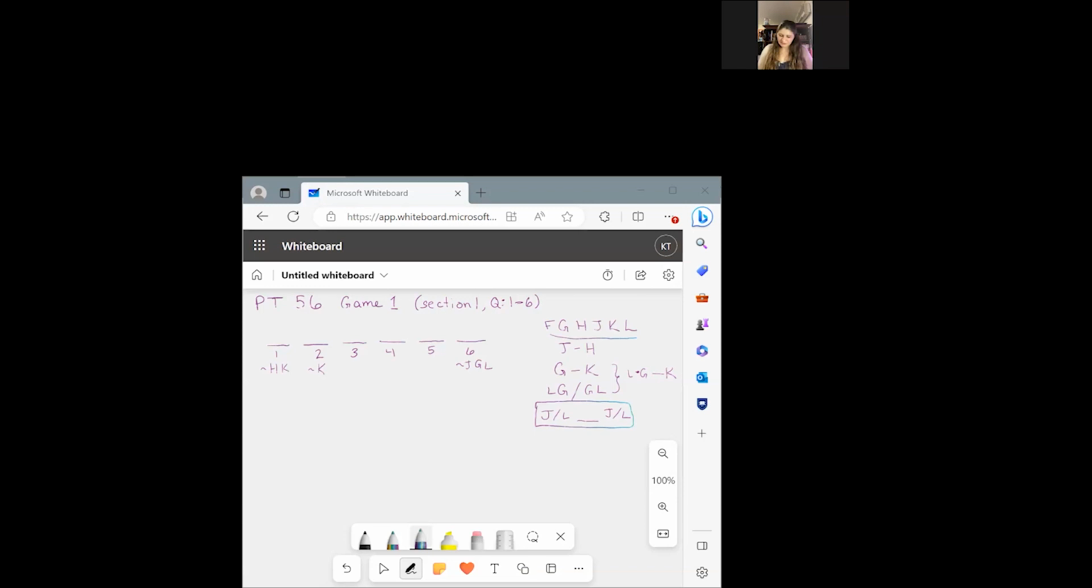Okay. Question 3. Could someone explain this one? Yes. Based on the deductions earlier, the earliest that K can possibly be is 3 p.m. because K can't be first, nor can it be in second. Right, good. But do we know for sure that K can be in 3?